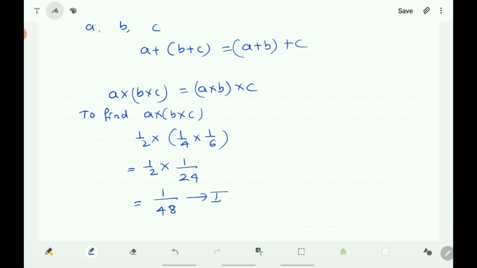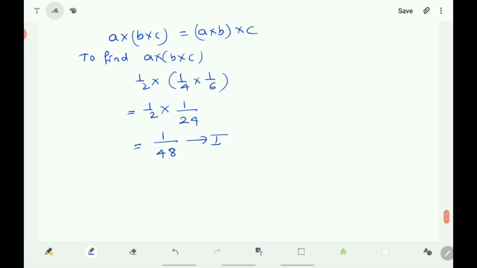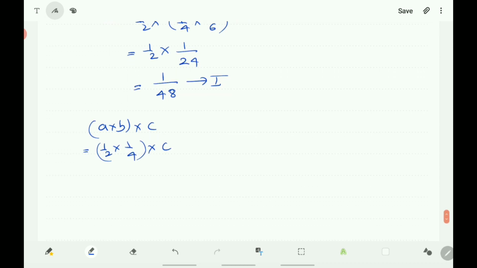Consider this is first. Again next you take (A into B) into C. That is A into B is 1 by 2 into 1 by 4, into C. So it is, the product is into C means C is here.